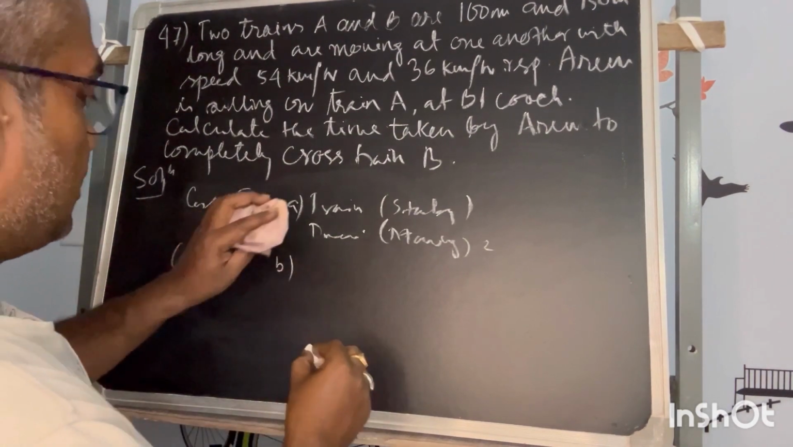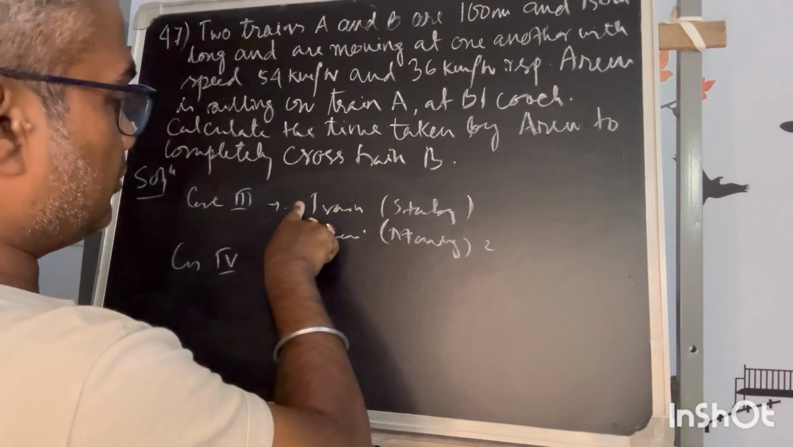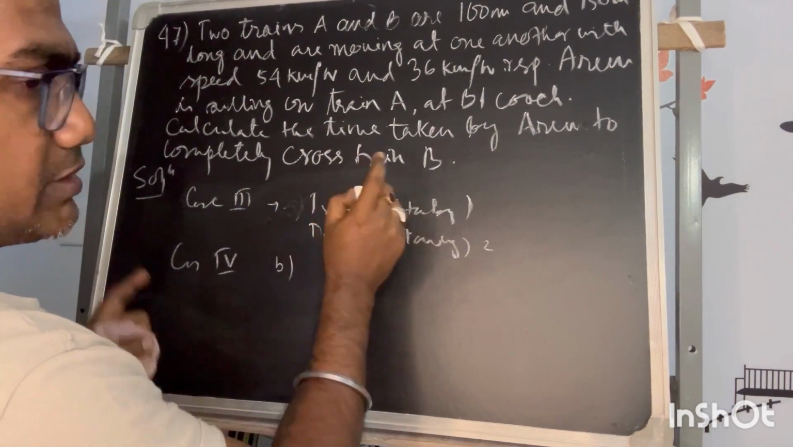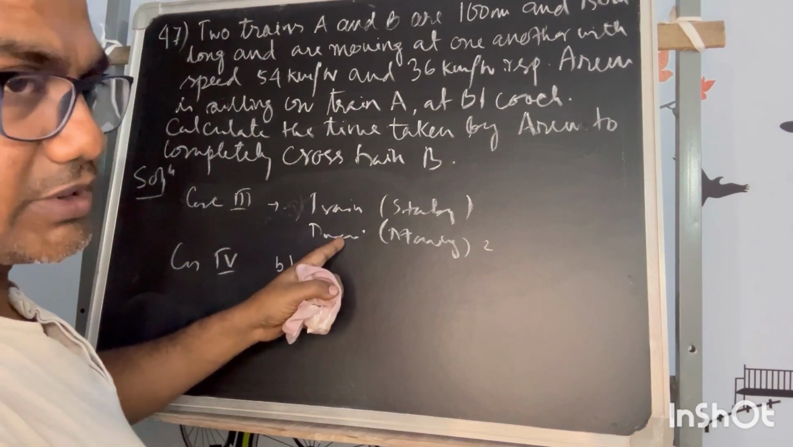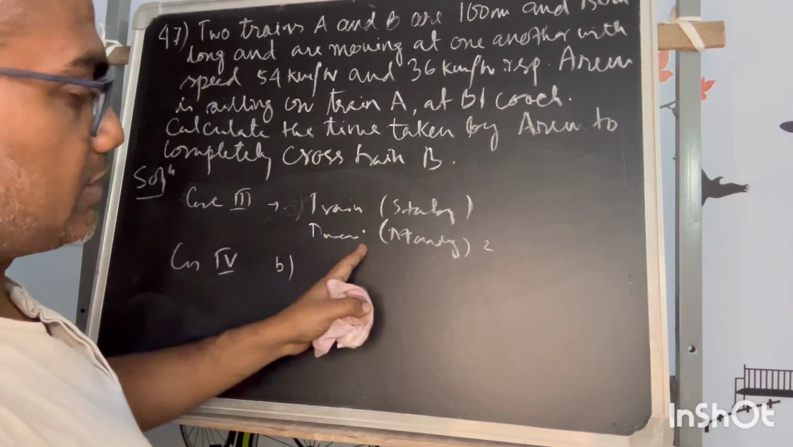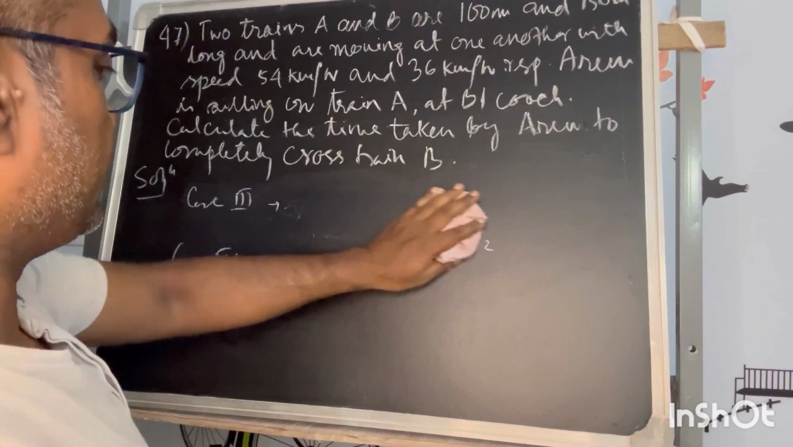I will not take A or B. There is only one case: one train is standing still, the other train is crossing. So in that case, the length has to be added, both train lengths, along with the speed of the train which is moving. Okay, so case 3 is over.